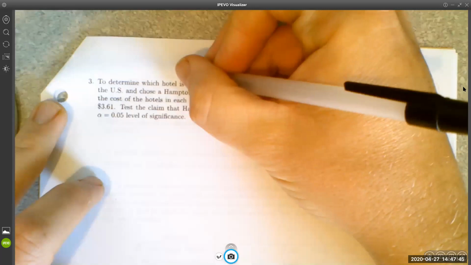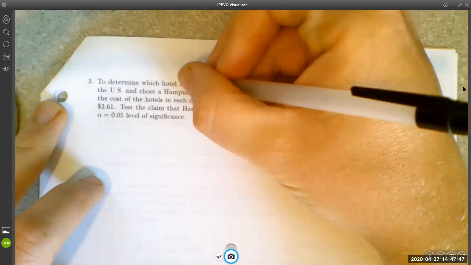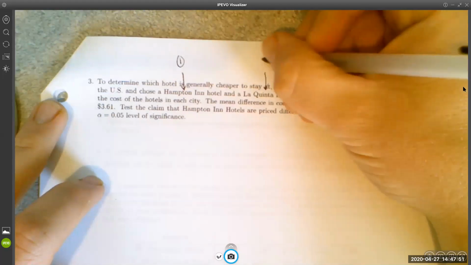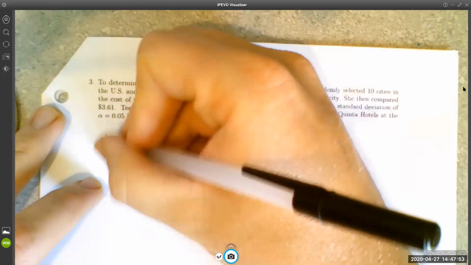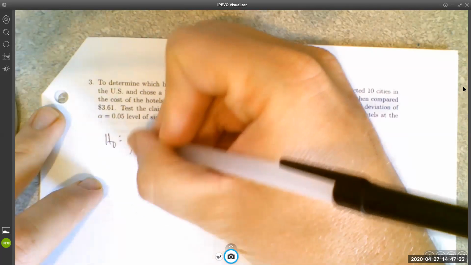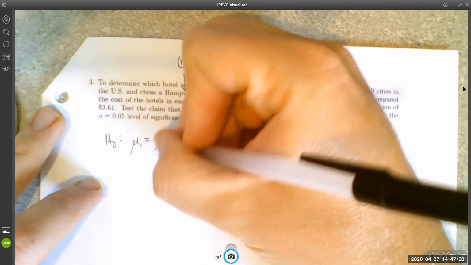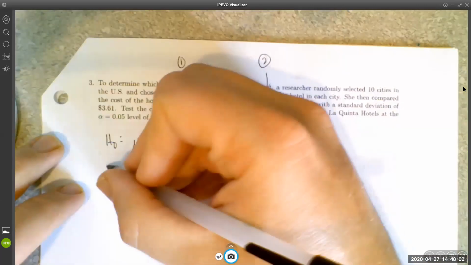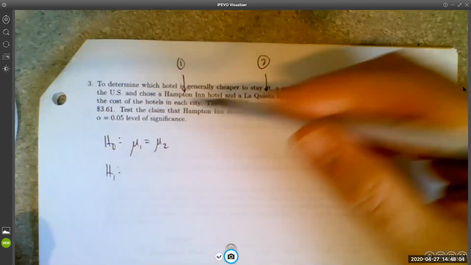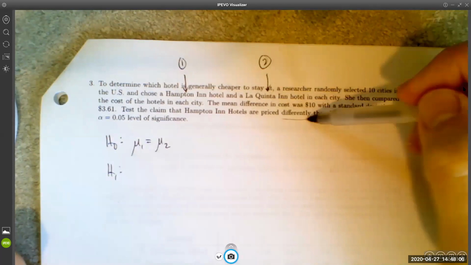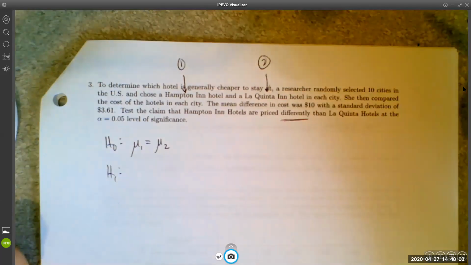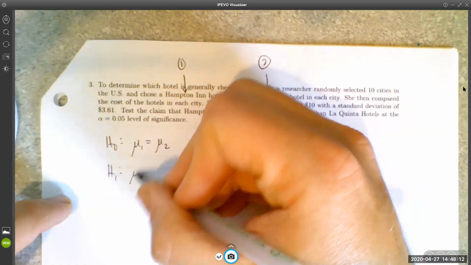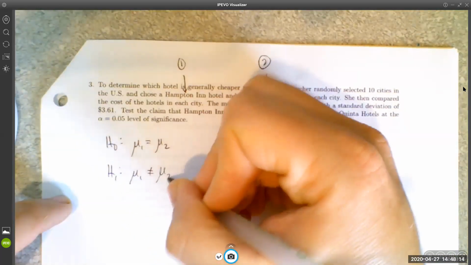Okay, so maybe we can call the Hampton Inn hotels group 1 and the La Quinta Inn hotels group 2. The null hypothesis is that the mean price for these hotels is the same, right? mu1 equals mu2. For the alternative, we want to see if they're priced differently. So we're not trying to claim that mu1 is less than mu2 or that mu1 is greater than mu2. We just want to know if mu1 and mu2 are different.